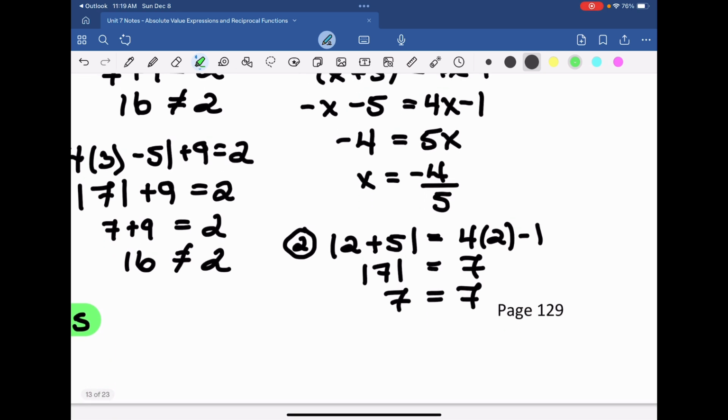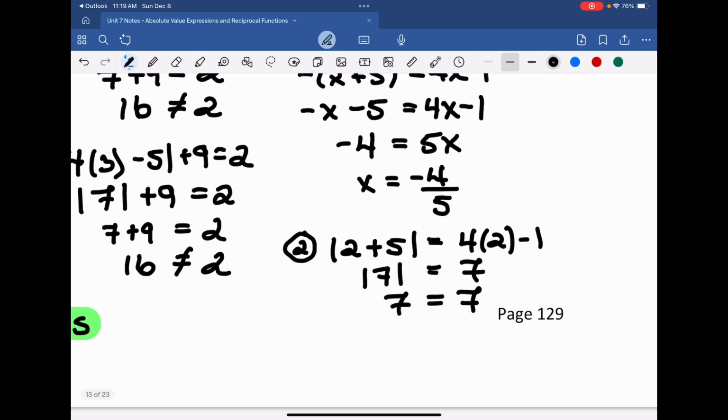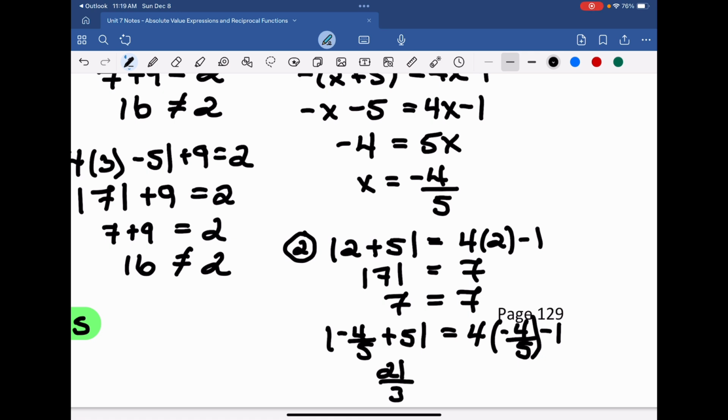Perfect. All right, now we want to test our other point, right? So we're going to go back to the absolute. We're going to go absolute of negative 4 over 5 plus 5 absolute is equal to 4 times negative 4 over 5 and then minus 1. Perfect. Now I got to close the bracket there. Now, this is going to end up giving us positive 21 over 5, my bad. We want to make sure we have the right denominator, which is equal to negative 21 over 5.